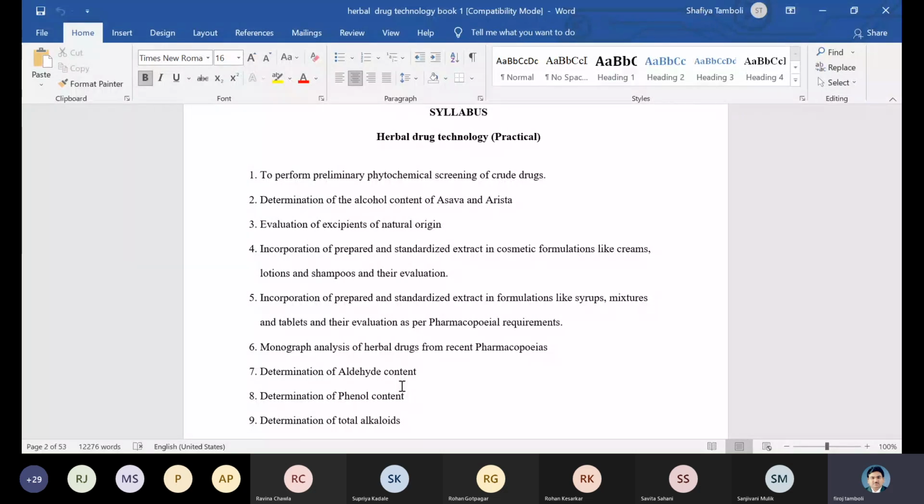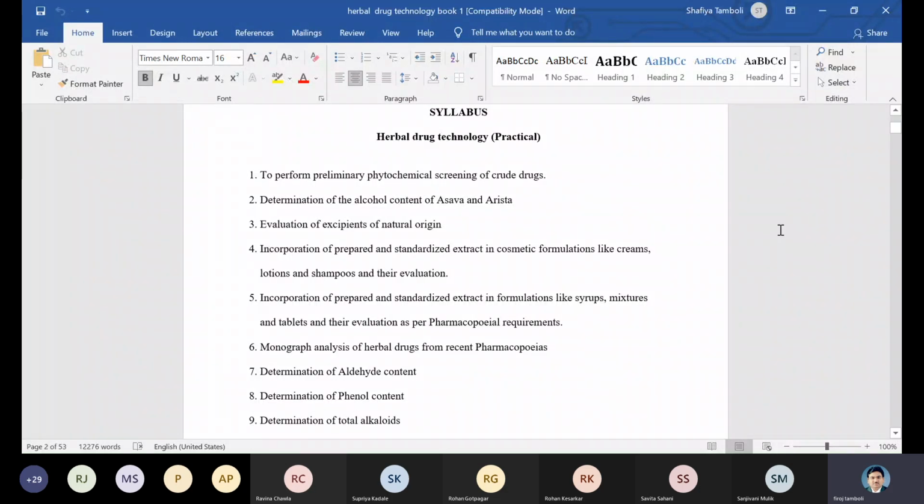So this is again nothing but the aldehyde content. Now here, phenol content. Again the same: you have to calculate the phenol percentage of an XYZ formulation. And last, here is the determination of total alkaloids. Again, it is one of the very important aspects. Suppose Vinca powder is there. You have to go for the calculation of whatever total alkaloids are present. So here is an opportunity again.